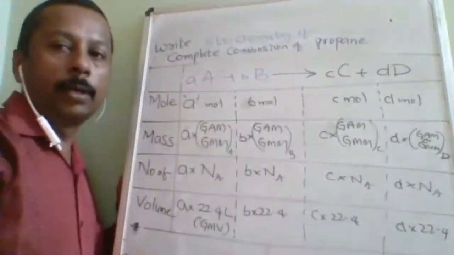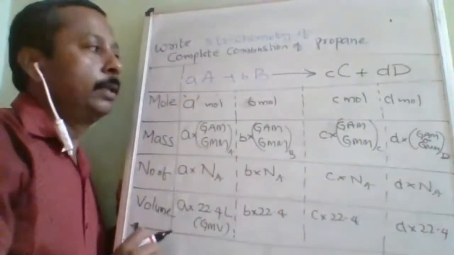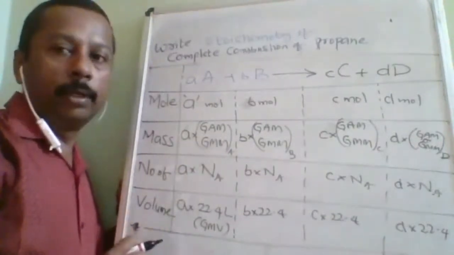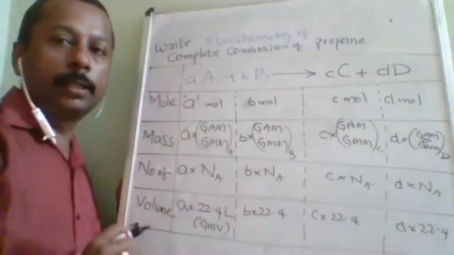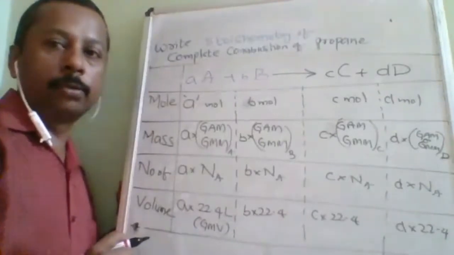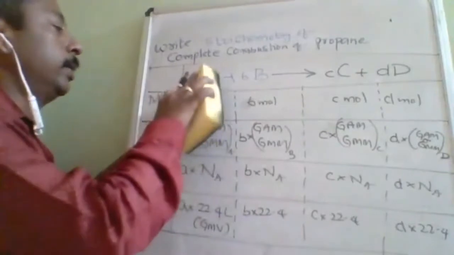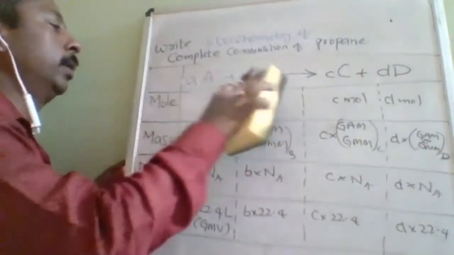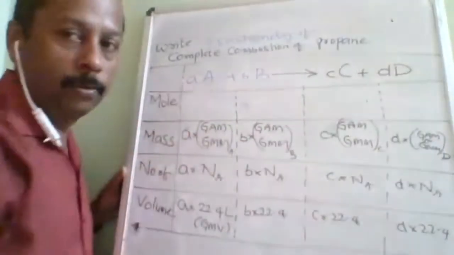In any hydrocarbon, if it undergoes complete combustion, what does it mean? It means it is going to give you two products. What are those two products? The first product is CO2. The second product is H2O. Depending upon the reaction, if it is a hydrocarbon, then the products will always be only two: CO2 and H2O.